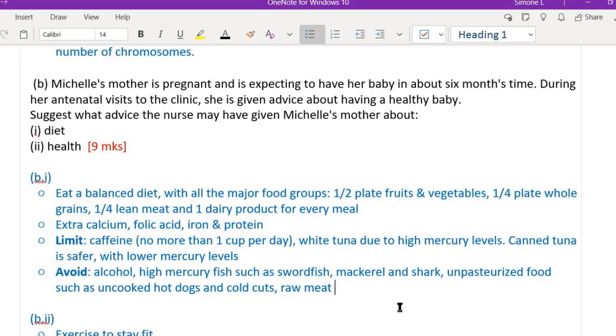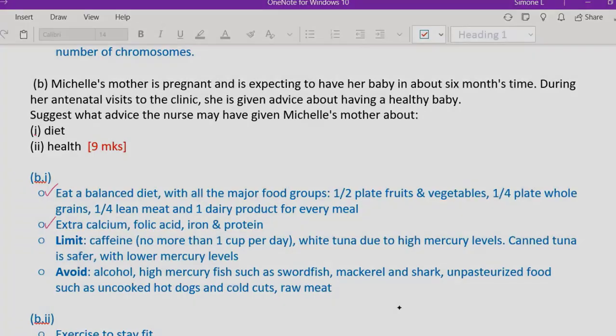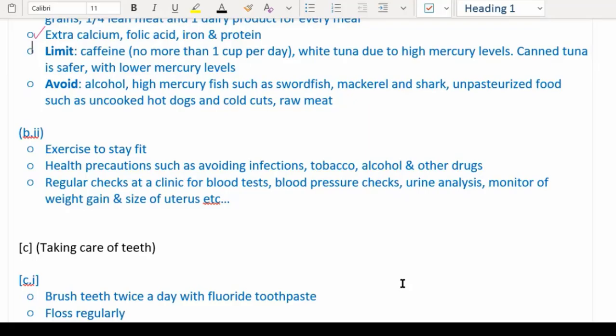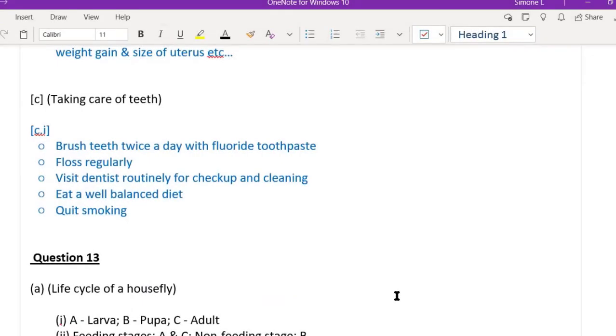Again, as we're going through this, if you have questions, if you have additional points you want to add to the answers, or you want to query an answer, please let me know in the comments below. So this is health advice that the pregnant lady would get. And then the next one, taking care of teeth. There are your answers. Of course, you don't have to pick all of it. The most important ones are the first three.